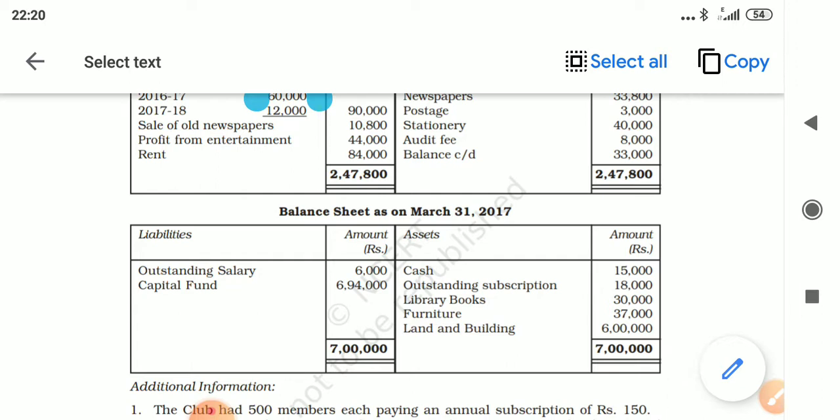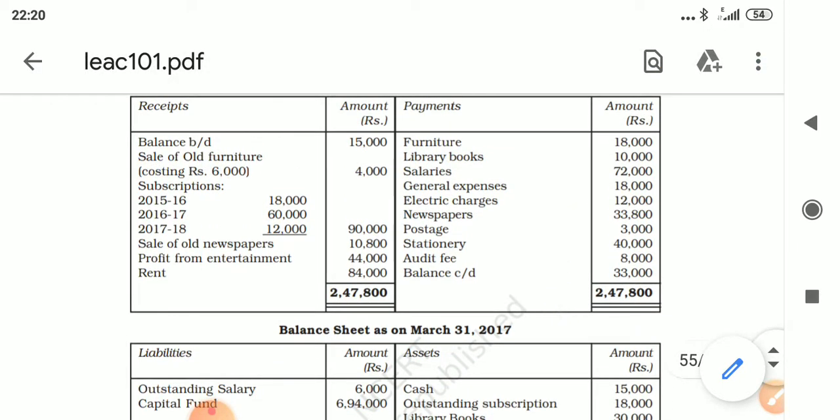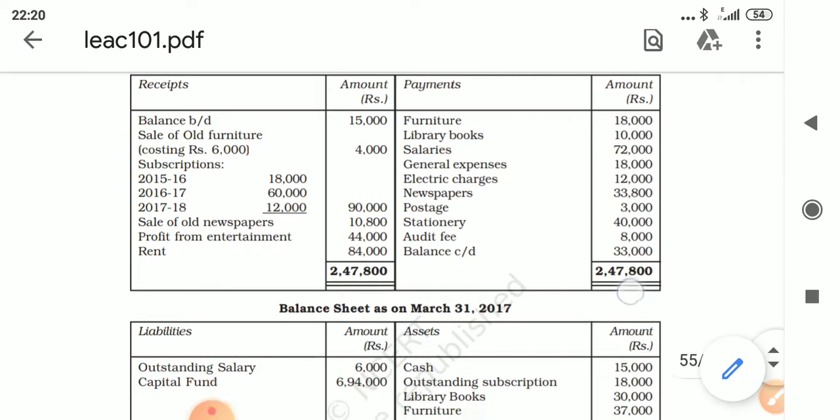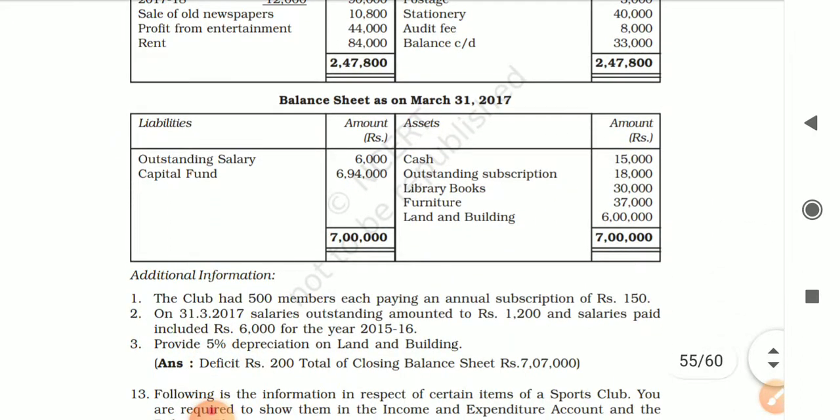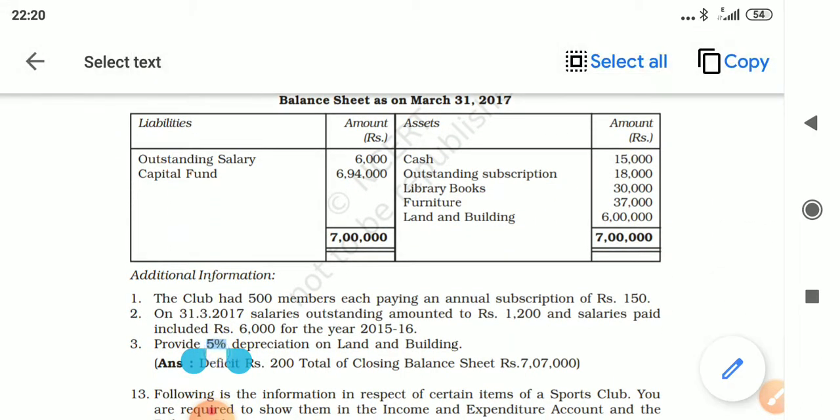Library books treatment I have already told you. Furniture treatment I have told you. Coming to land and building. Did we purchase any land and building? No. Did we sell any land and building? No. Okay. Do we have depreciation? Yes. So on land and building, if you charge 5% depreciation, it will come to 30,000. This 30,000 will appear in the expenditure side of income and expenditure account. The same 30,000 will be subtracted from land and building in the asset side of the current year's balance sheet.